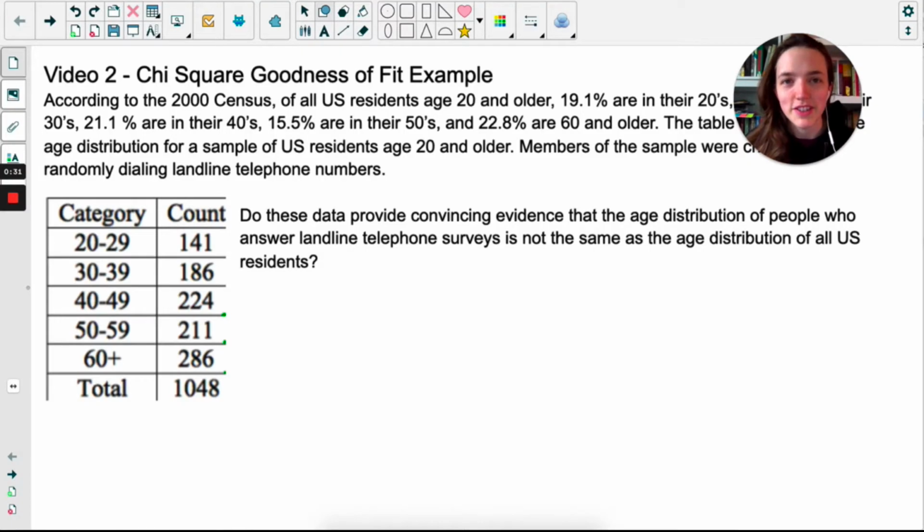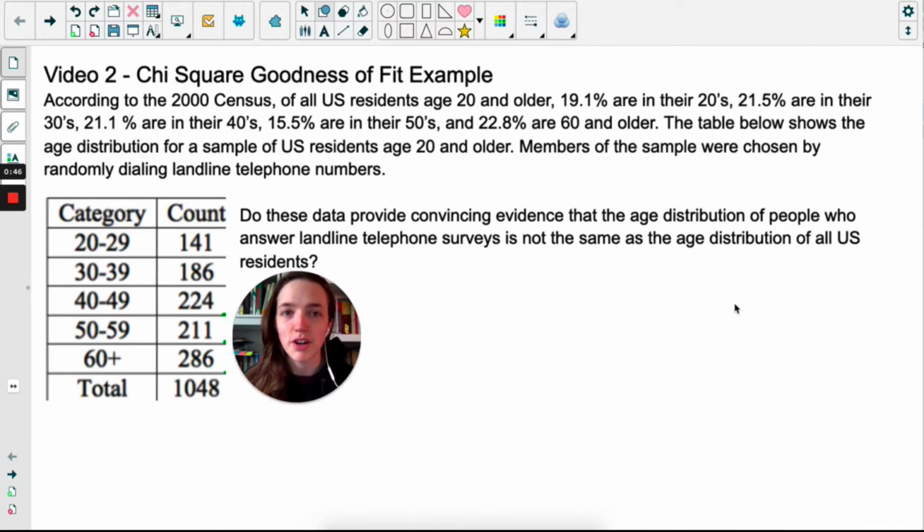Okay, the point of this video is to see just one more example of a chi-squared goodness of fit test. We're going to start at the beginning and go all the way through all 4 steps, just so that you can see it all together. First of all, why don't you pause the video, take a moment, and read this scenario. This first sentence is telling us, just according to the US Census, here's the percent of people in each age category. And then the table is showing us a sample.